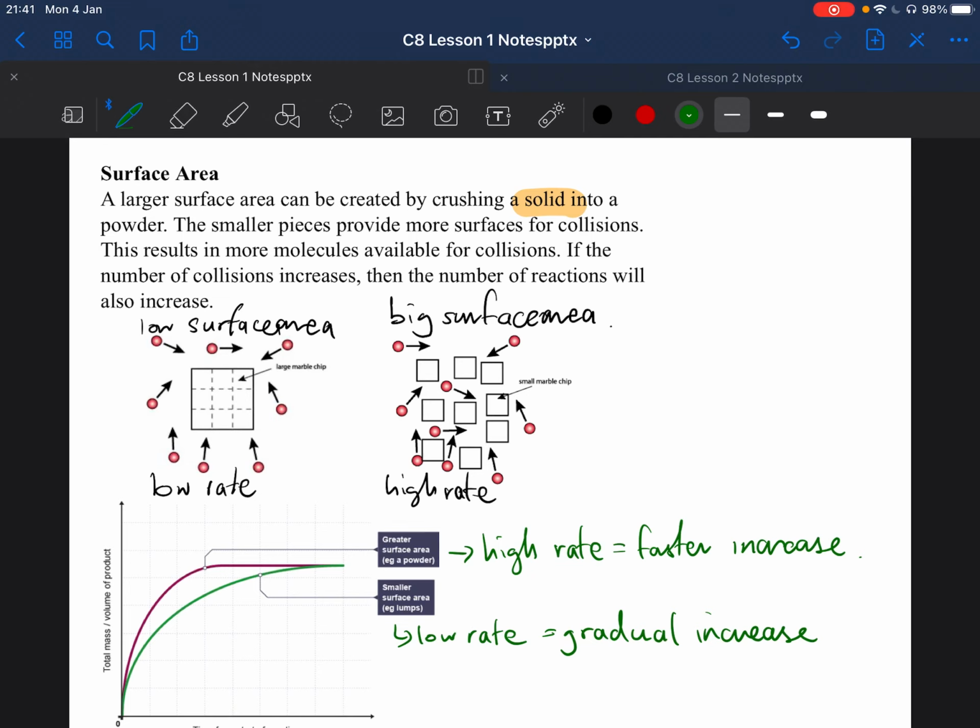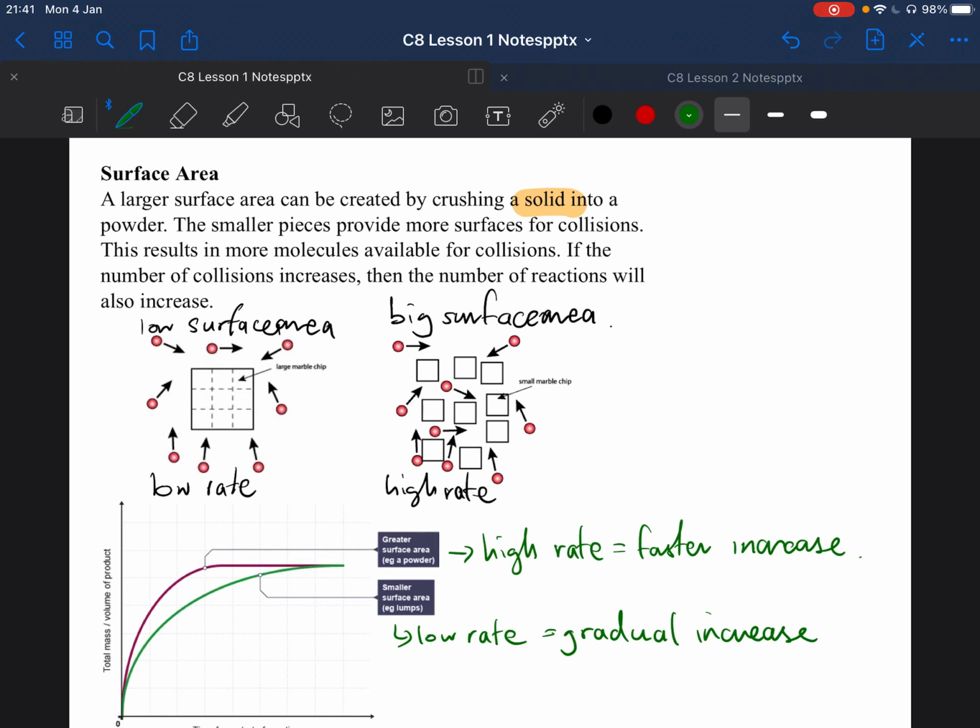And concentration and pressure bring particles closer together. In concentration, there are more particles in the solution, so they are more likely to collide, which means there are more likely to be successful collisions and reactions. In pressure, the pressure forces the particles in the gas closer together, so they are more likely to collide, which means they are more likely to react.